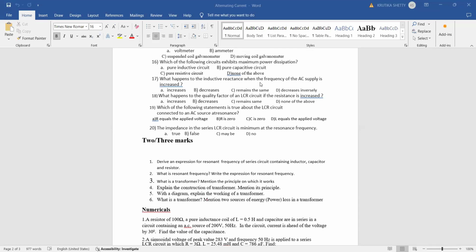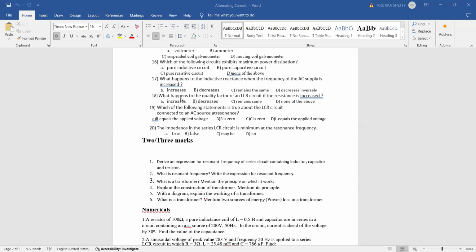Next, question number 17. What happens to the inductive reactance when the frequency of the AC supply is increased? XL. What happens to XL when the frequency of the AC supply is increased? It is almost repeated. Inductive reactance will increase. Option A. The 16th answer, C, is correct: resistive circuit, because for pure inductive or capacitive circuits it will be 0.